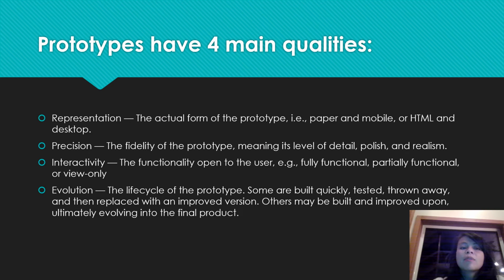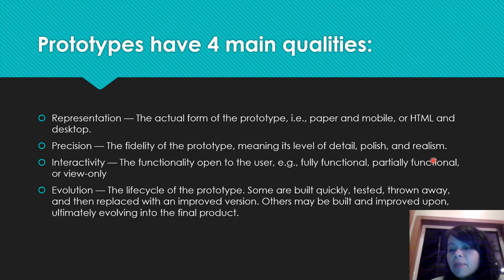Okay, so prototypes have four main qualities. The first one is representation. It's the actual form of the prototype. So it can be paper or mobile, HTML, desktop. Okay, there is precision. So the precision meaning the fidelity of the prototype, meaning its level of detail, polish, and realism. Some prototypes are pretty basic. It doesn't really look like the real thing, and it just gives you an idea of how to use the real thing.